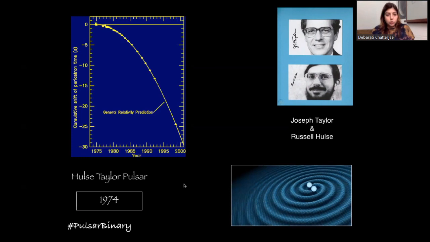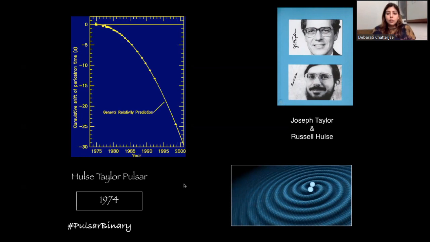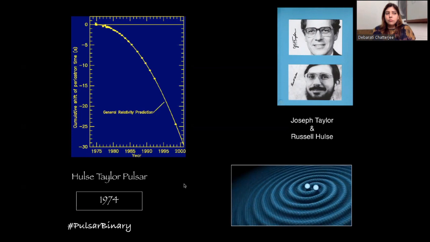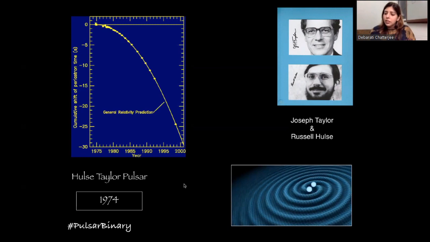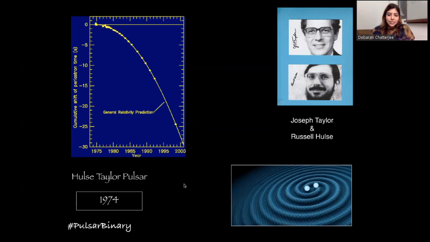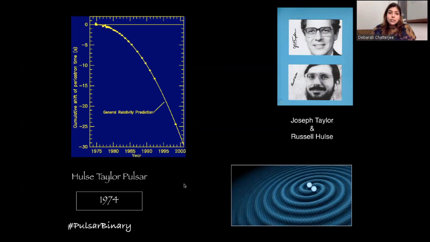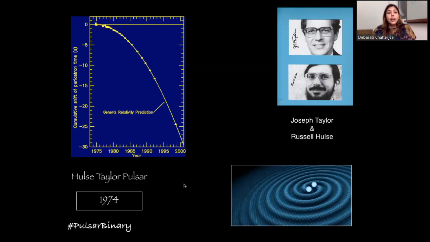So this was the first indirect proof of observation of gravitational waves from a pair of neutron stars, for which in 1993 they got, was it 93? Yes, I think so. They got the Nobel Prize for the indirect detection of gravitational waves. So now that we know that gravitational waves exist, the next attempt would be to actually construct gravitational wave detectors and try to directly observe them, right?